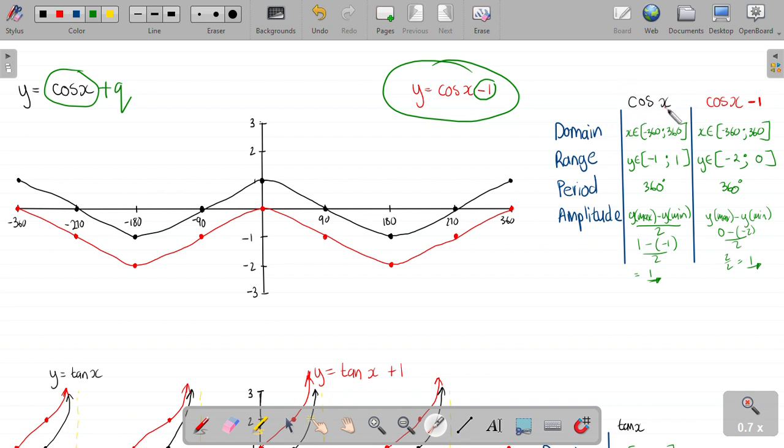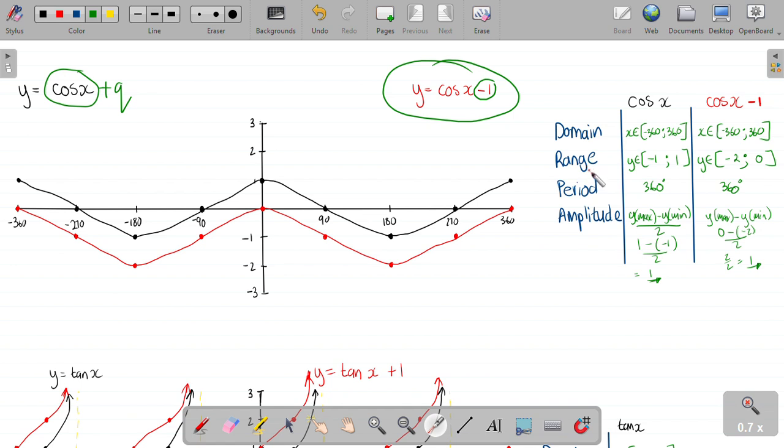For the original one, the domain asks where the values of x exist. So it's from and including -360 all the way through to +360. You can see it goes like that, so it exists all the way across. That's how you write it: a square bracket, -360, semicolon, 360, closed with a square bracket. Then, guys, it's going to be the exact same for this graph, because again it exists from -360 all the way to 360.